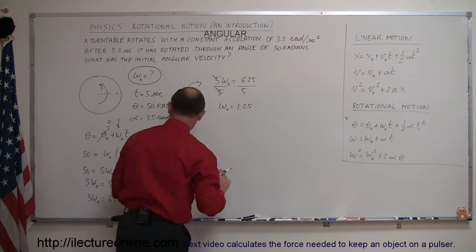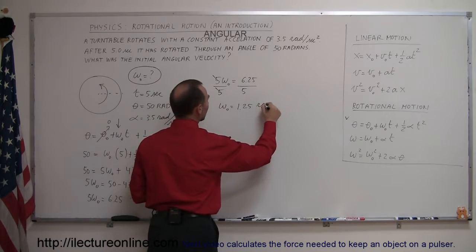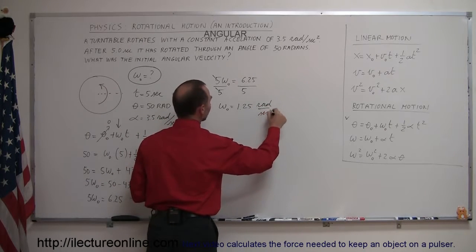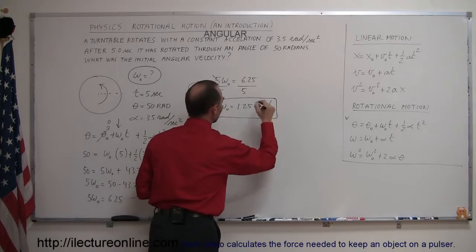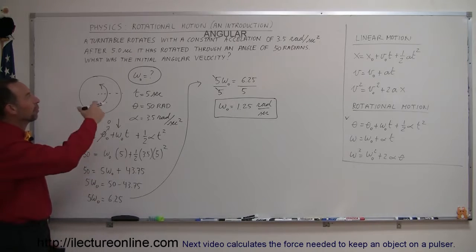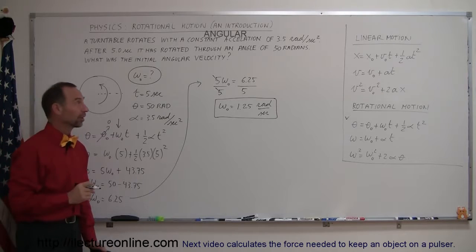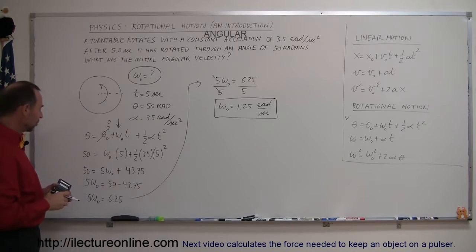Now, what are the units? Okay, omega is going to be in terms of radians per second, so we can write radians per second. And there's our answer. The original omega, the original angular velocity was 1.25 radians per second before the object began to accelerate at 3.5 radians per second squared. And that's how you do this problem.